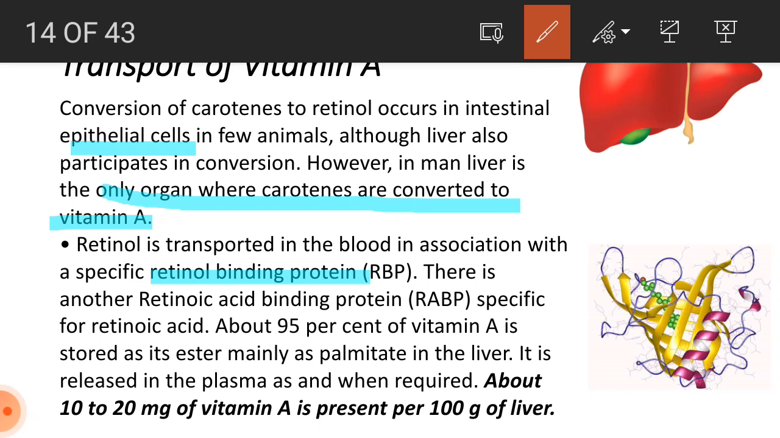About 95% of vitamin A is stored as its ester, mainly as palmitate, in the liver. It is released in the plasma as and when required. About 10 to 20 milligrams of vitamin A is present per 100 grams of liver.